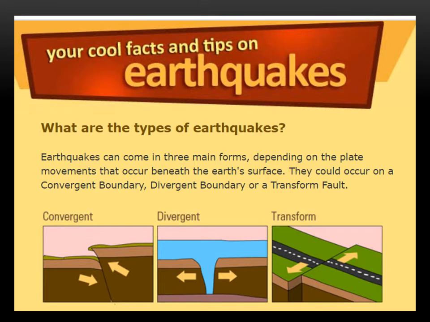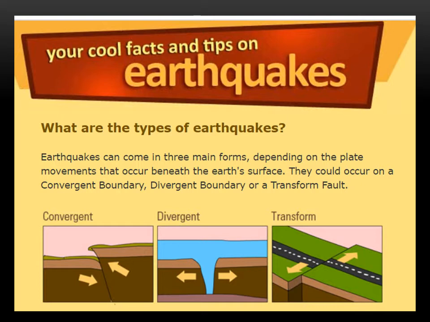So the second question is, what are the types of earthquakes? And the answer is, earthquakes can come in three main forms, depending on the plate movements that occur beneath the Earth's surface.